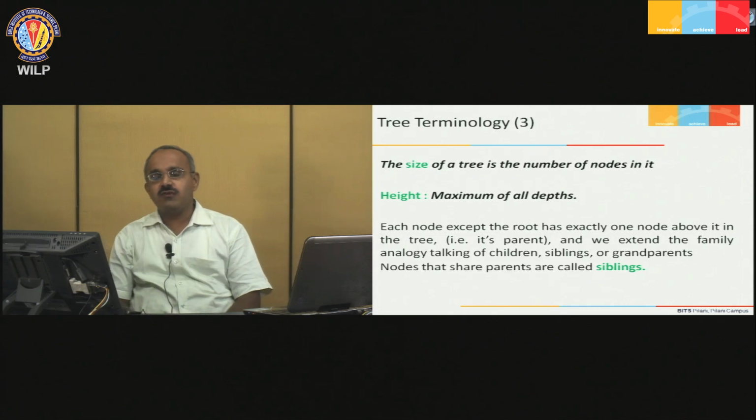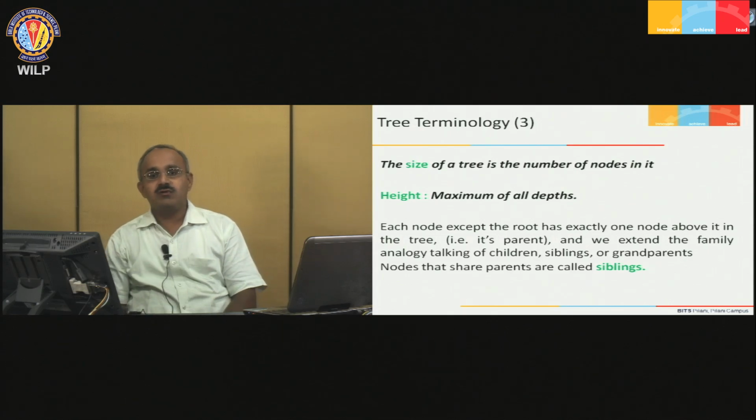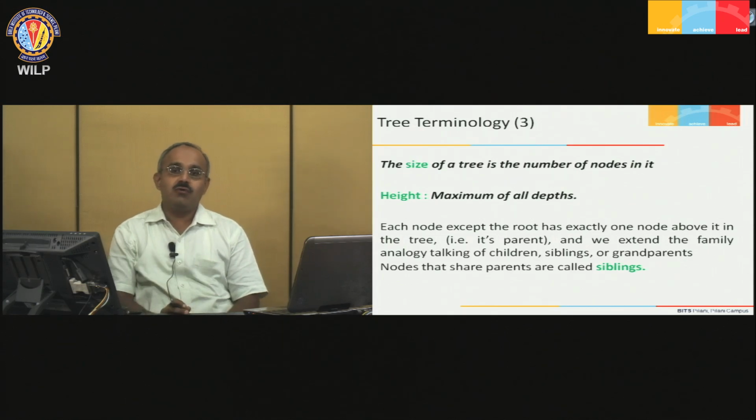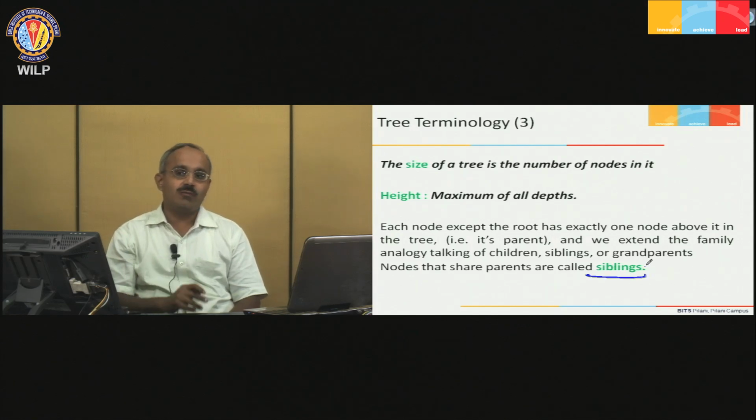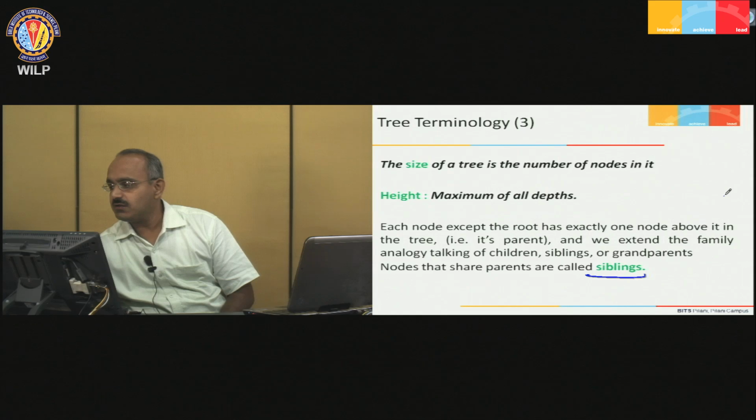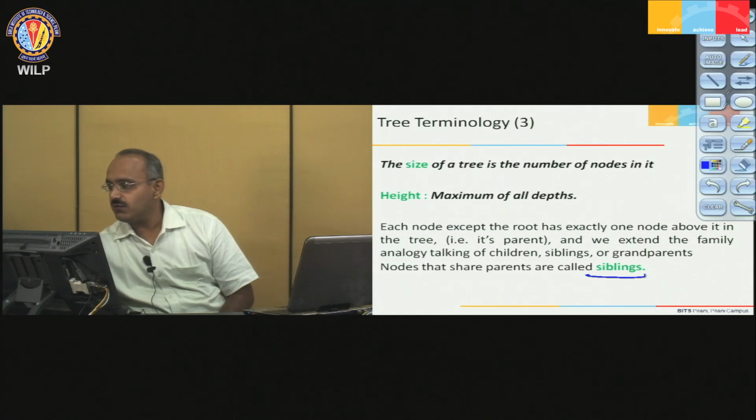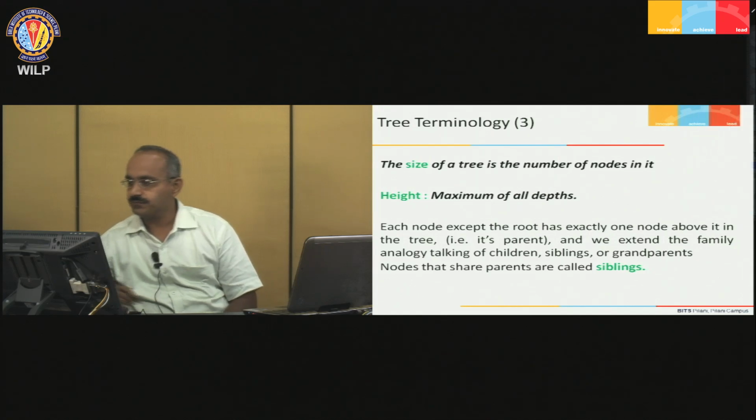Just as we use in a family tree, if two nodes share a common parent, we are going to call them siblings. So, siblings are nothing but nodes which share a common parent. That is again something that we use when we talk about family trees.